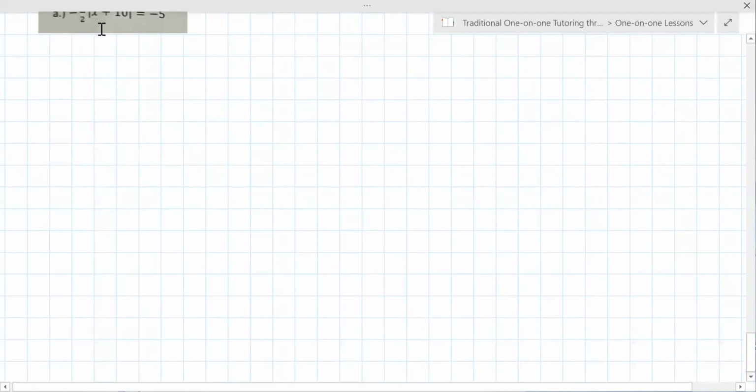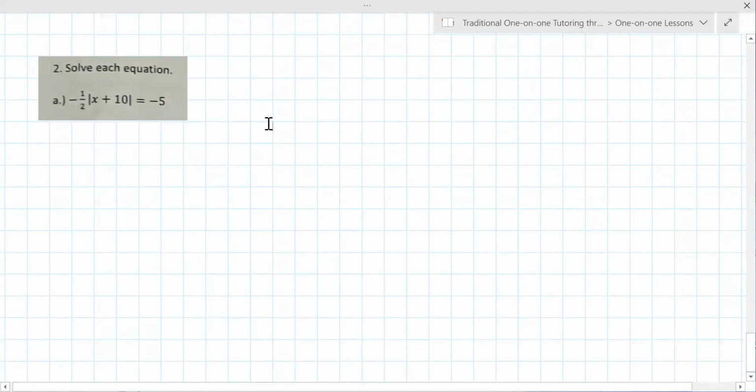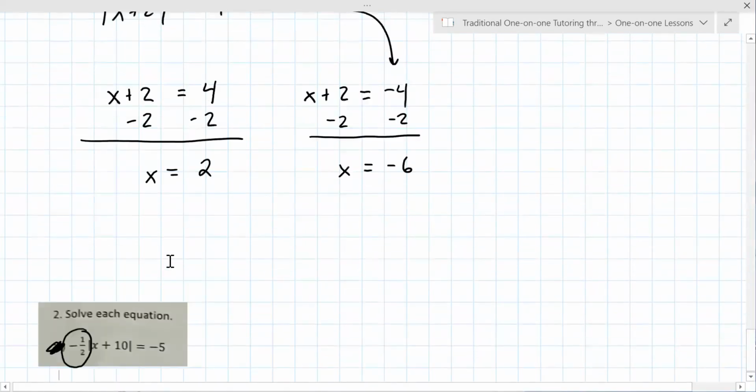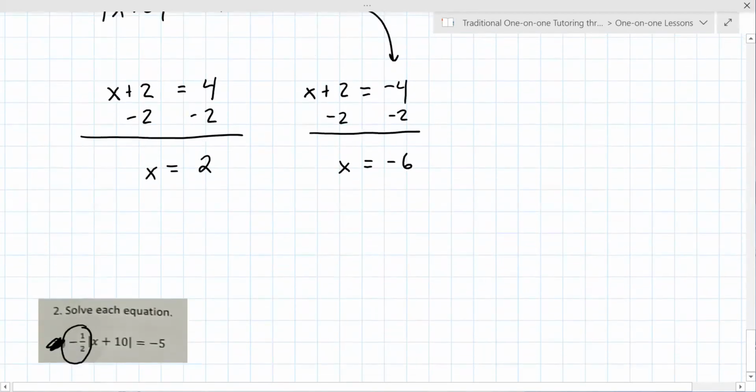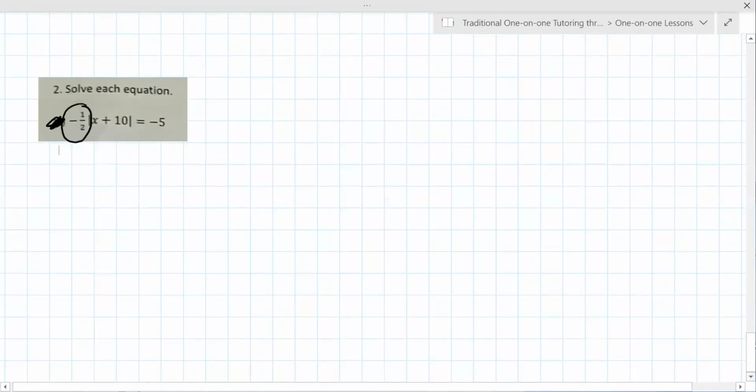Solve each equation. So our goal is to isolate the absolute value. Do you see how there's this -1/2 out in front? What did we do in this last problem? How did we undo the 1/2 out in front? We had 1/2. What is this 2 doing? The 2 is multiplied. Right. So we have -1/2 this time. So instead of multiplying by 2, we're going to multiply both sides of the equation by -2.